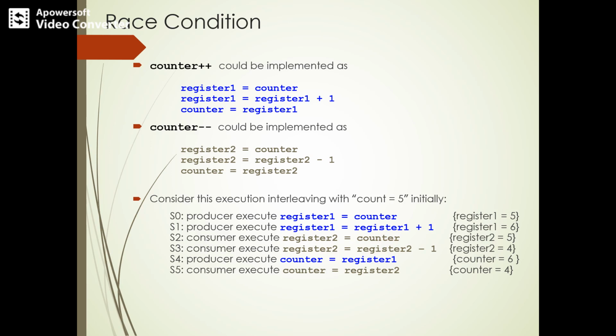So a situation like this, where several processes access and manipulate the same data concurrently, and the outcome of the execution depends on the order in which the access takes place, is called a race condition. To guard against the race condition, we need to ensure that only one process at a time can be manipulating the variable counter.